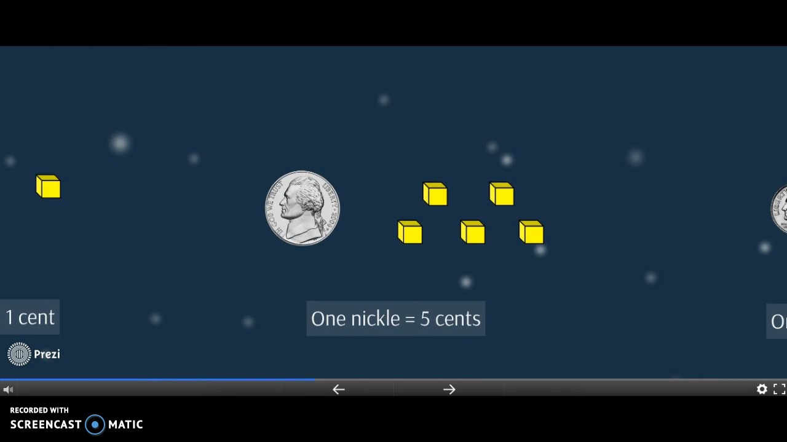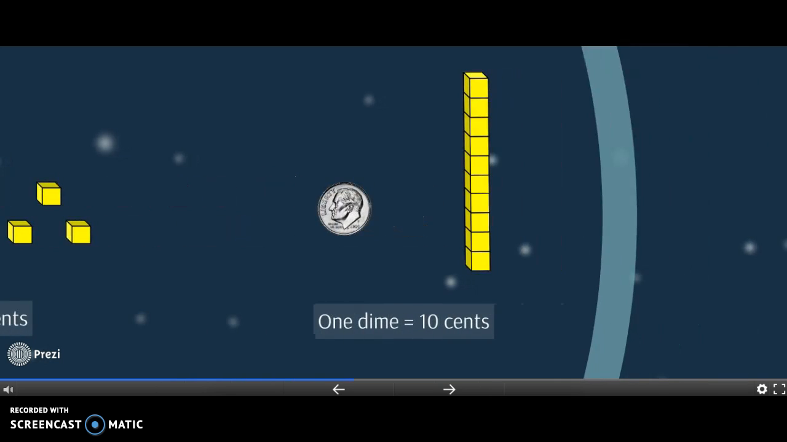Next, we have a nickel. This is worth 5 cents, but if we use our ones blocks, it is worth 5 blocks. Next, we have a dime. This is worth 10 cents. That means it's worth 1 base 10 block or 10 ones blocks.